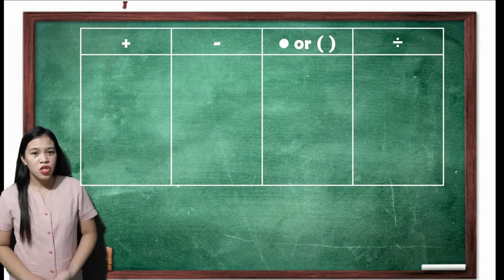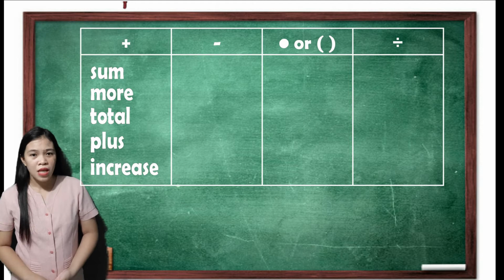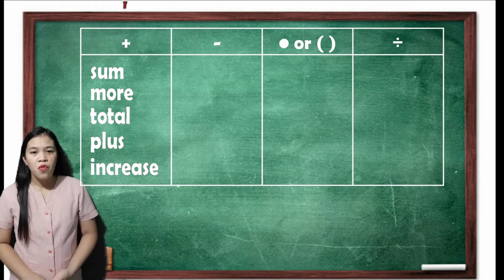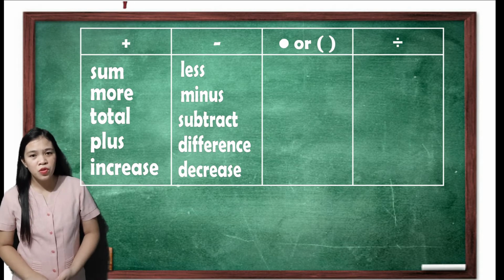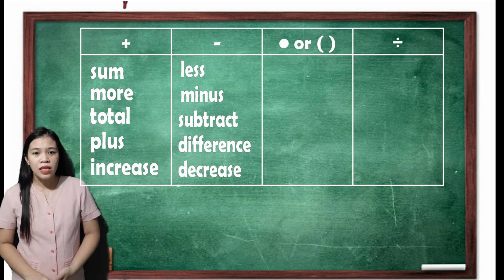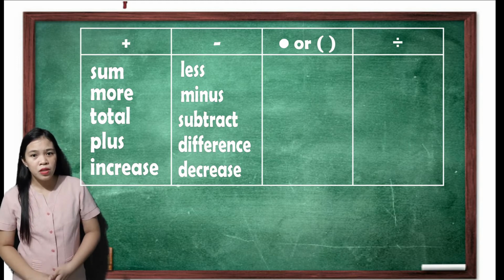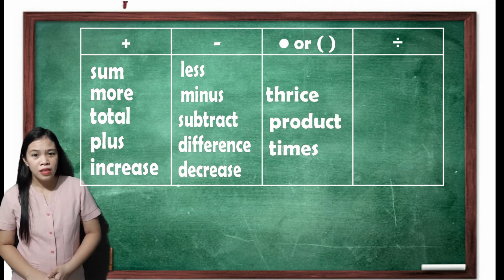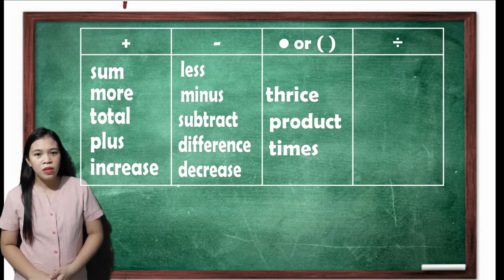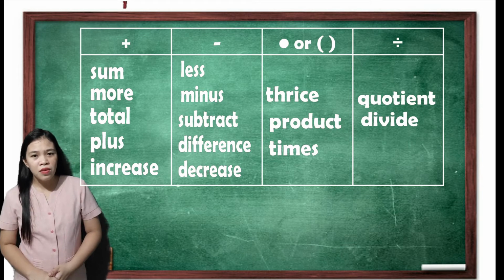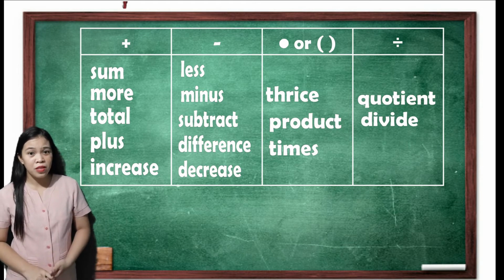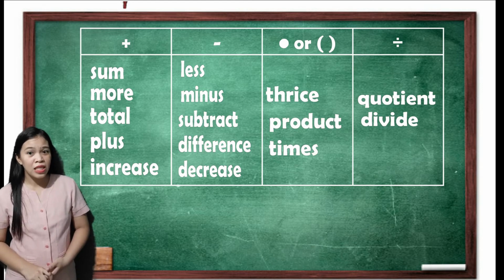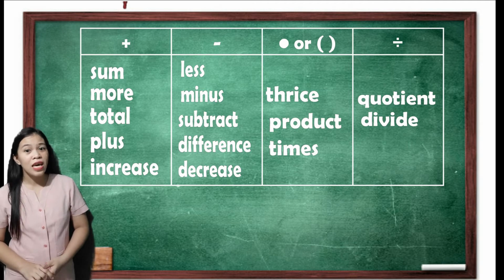Here are the correct answers. For the plus sign, which is the symbol for addition, we have sum, more, total, plus, and increase. For the minus sign, which is the symbol for subtraction, we have less, minus, difference, and decrease. For the multiplication symbols, the answers are price, product, and times. And for the division symbol, we have quotient and divide. Please take note of these important words and symbols because we will be using them to translate English phrases into mathematical phrases and vice versa.